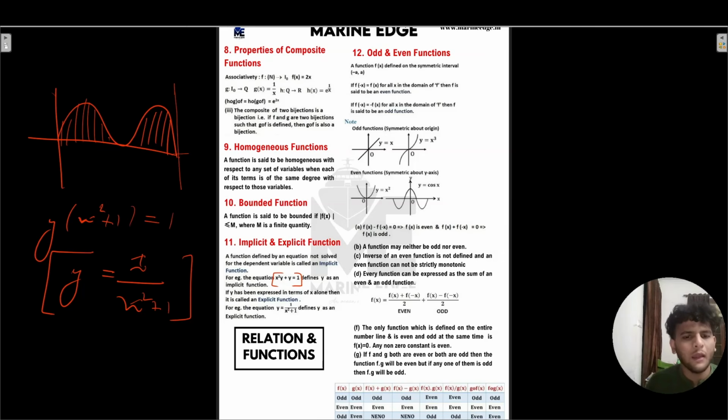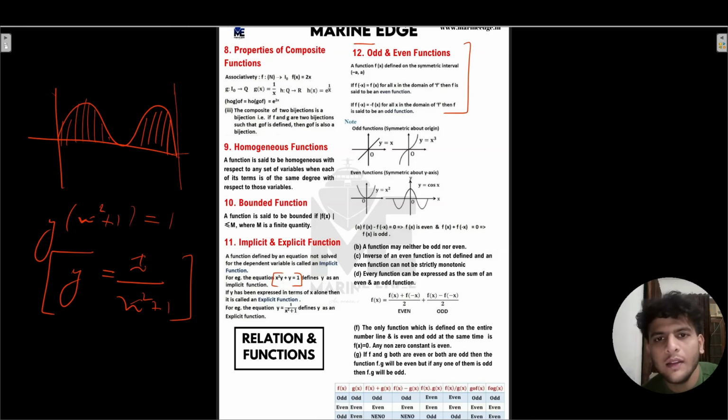Okay. So implicit and explicit functions are not exactly different functions. They just differ in the way you solve them, or how you are expressing those functions. So you can see in this case that x square y plus y is equal to 1 was an implicit function, while y is equal to 1 upon x square plus 1 was an explicit function. Is that clear, every one of you? Okay, so now we'll move towards odd functions as well as even functions.